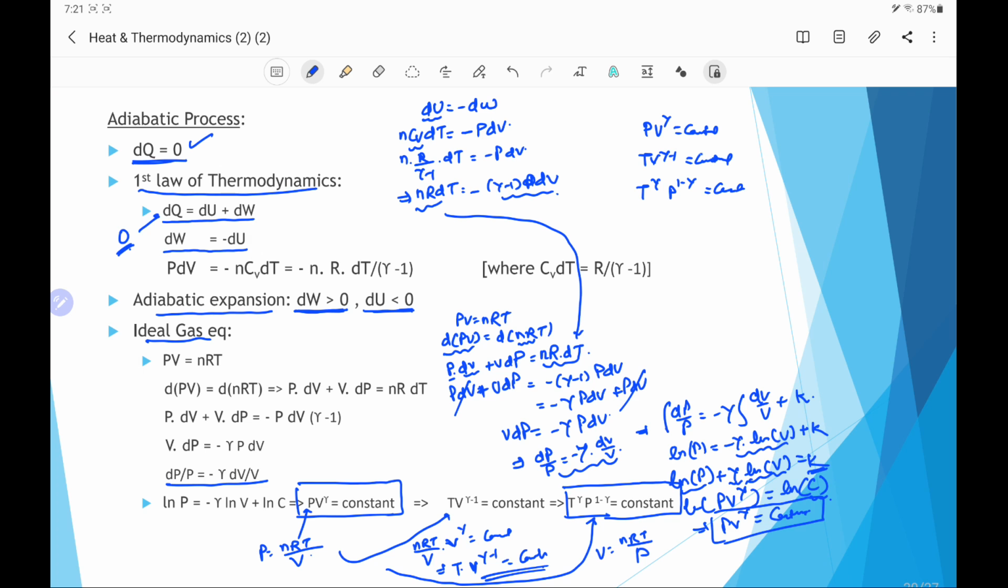Here P is the pressure, V is the volume, and T is the temperature of the gas, where gamma is the ratio of the molar specific heat at constant pressure and constant volume. This is Cp by Cv.